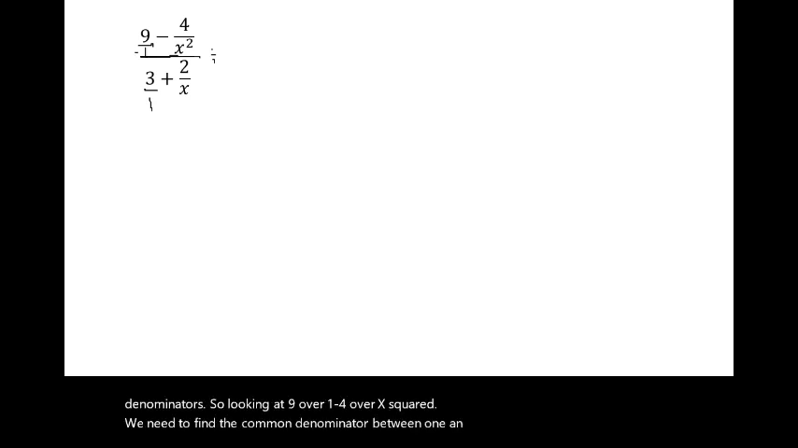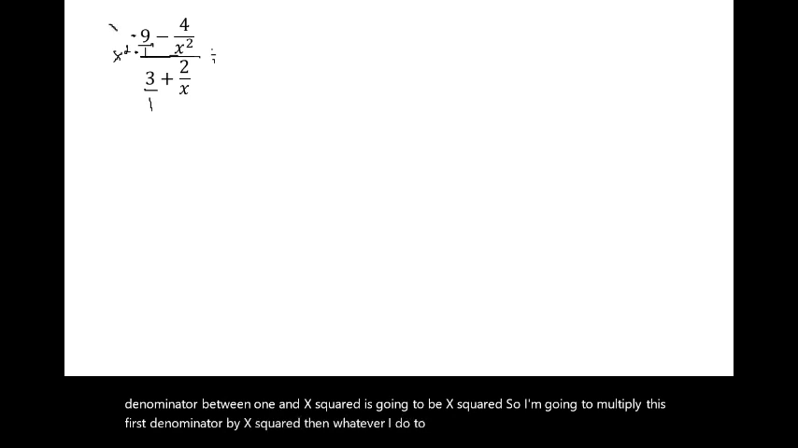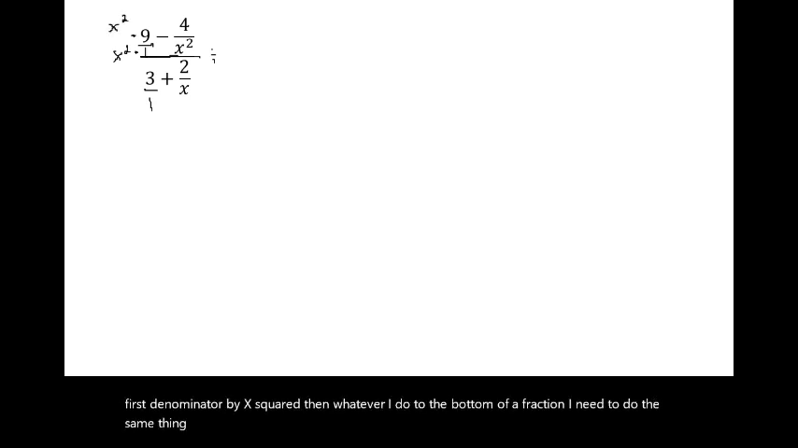Well, the common denominator between 1 and x squared is going to be x squared. So I'm going to multiply this first denominator by x squared. Then whatever I do to the bottom of a fraction, I need to do the same thing to the top. And that's it. I don't need to multiply that second fraction by anything in order to find common denominators.